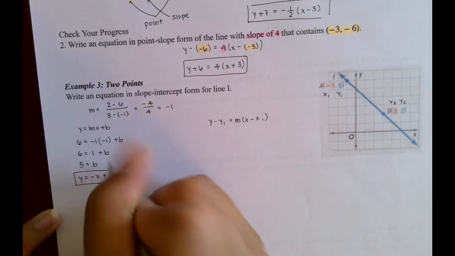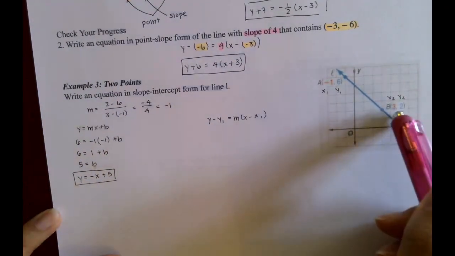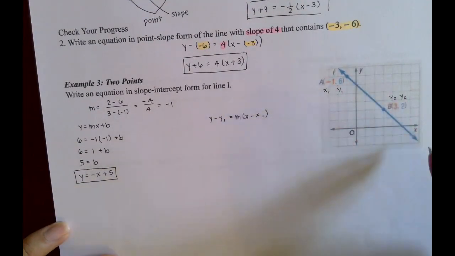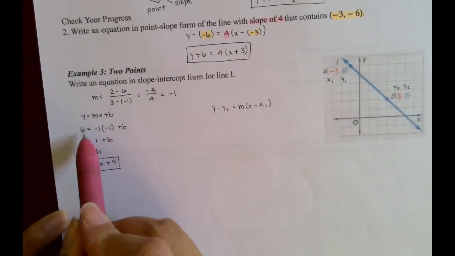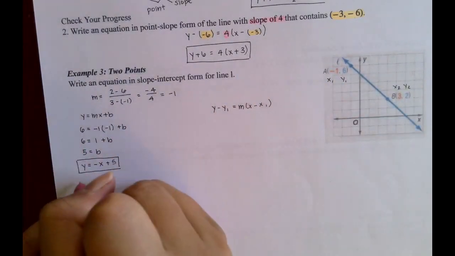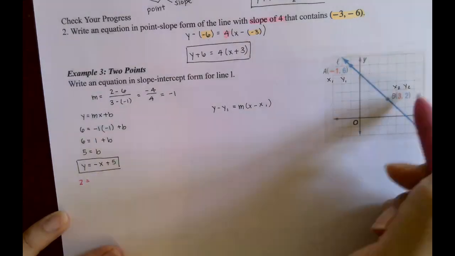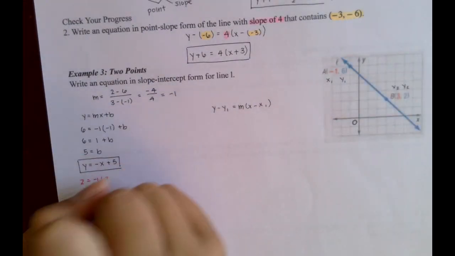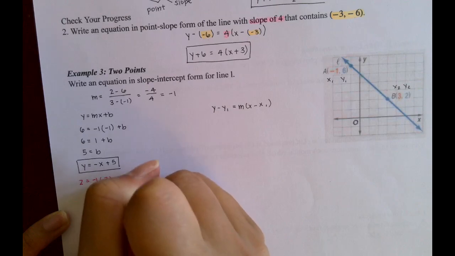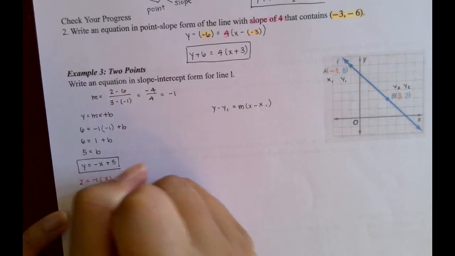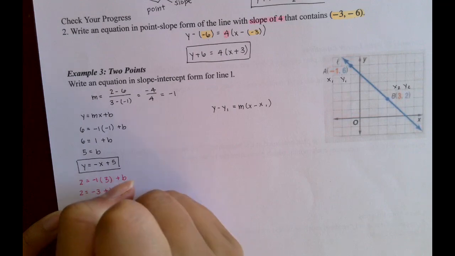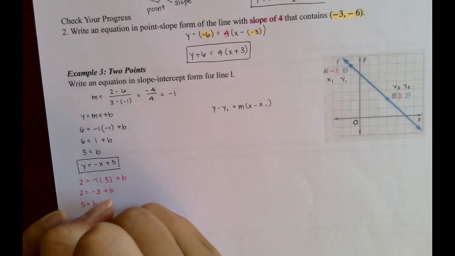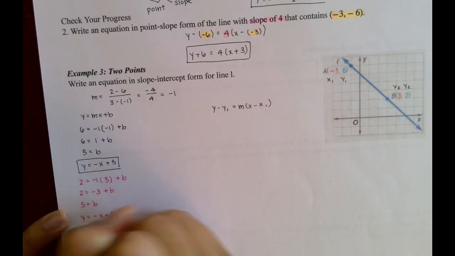Okay? You might be like, Miss Ng, what if I chose this point? Okay, you should get the same thing because this equation should be true for all of the points on the line. So even if instead of -1, 6, I chose 3, 2, I should still get the same thing. So 2 for the y equals -1 from the slope, and then 3 for the x plus b. You'll see here -1 times 3 is -3. Add 3 on both sides to get rid of the -3, and that will be 5 equals b. Still, you would get y equals -x plus 5. Okay?